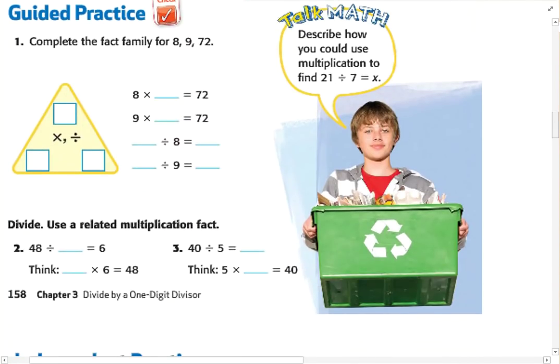Now we'll complete our fact family for 9, 8, and 72. So how do these relate? Well, 8 times 9 is 72. The other way to write that would be 9 times 8 is 72. So I can say 72 is made up of 8 and 9. So 72 divided by 8, that is 9. Make sure that you're looking at the number that you are dividing by. And then 72 divided by 9 is 8.